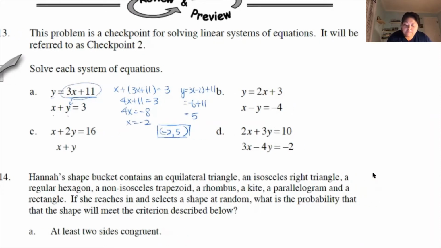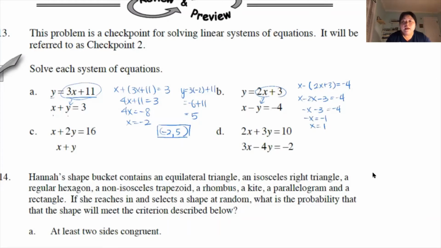Okay. Part B, we're going to do the same thing. I have y by itself, so I'm going to take the y and plug it into the y of the second equation. So you have x minus, don't forget parentheses, 2x plus 3 equals negative 4. Distribute your negative, so minus 2x minus 3 equals negative 4. Combine your like terms, so you get negative x minus 3 equals negative 4. Add 3 to both sides, negative x equals negative 1. And divide both sides by negative 1, so you get x equals 1.